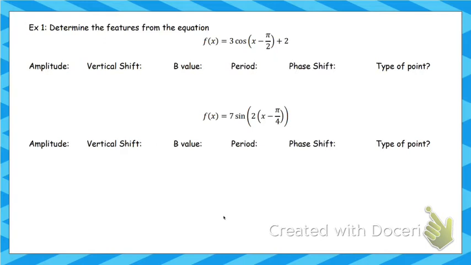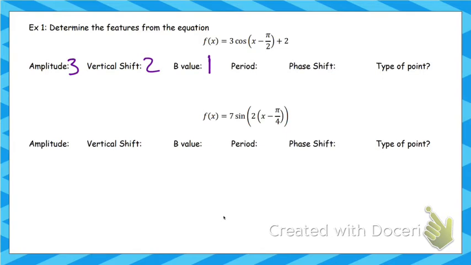So the first thing we're going to find is the amplitude. The amplitude is a number that's out in front. So the amplitude here is 3. Right? The vertical shift, that's what we're adding to this equation. In this case, I'm adding 2. My vertical shift is 2. The B value is whatever number is listed there. In this case, I don't see a number, so that number is 1, because 1 times anything is still anything.